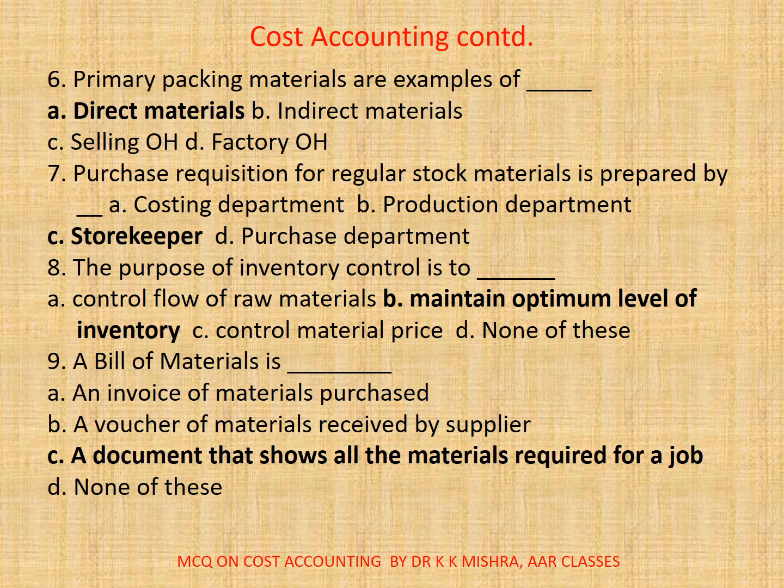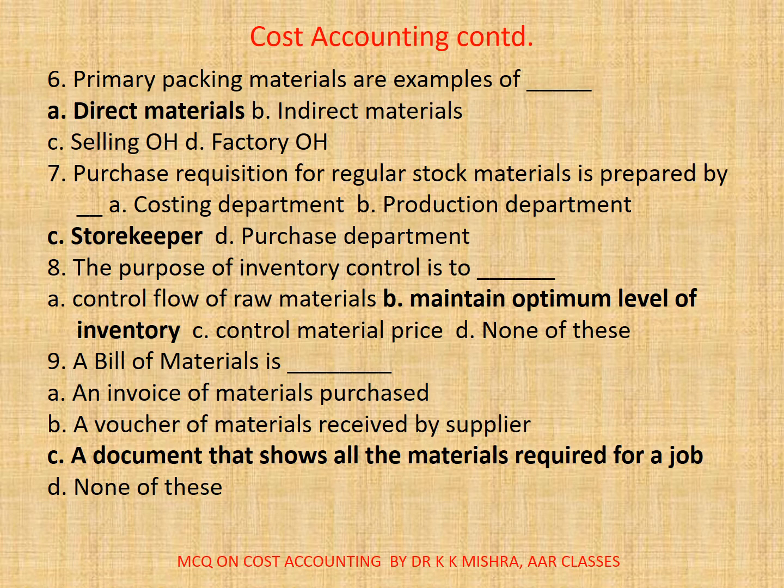6. Primary packing materials are examples of dash. A. Direct materials, B. Indirect materials, C. Selling overhead, or D. Factory overhead. Correct option is A. Direct materials. 7. Purchase requisition for regular stock materials is prepared by dash. A. Costing department, B. Production department, C. Storekeeper, D. Purchase department. Correct option is C. Storekeeper. 8. The purpose of inventory control is to dash. A. Control flow of raw materials, B. Maintain optimum level of inventory, C. Control material price, D. None. The correct option is B. Maintain optimum level of inventory.